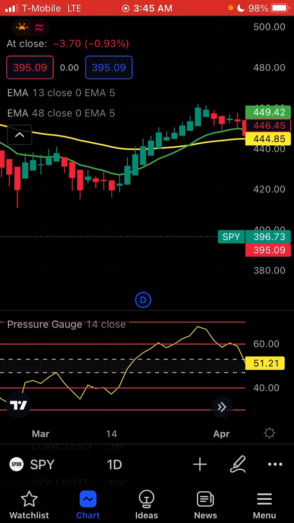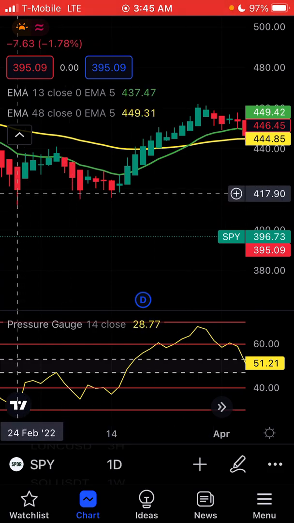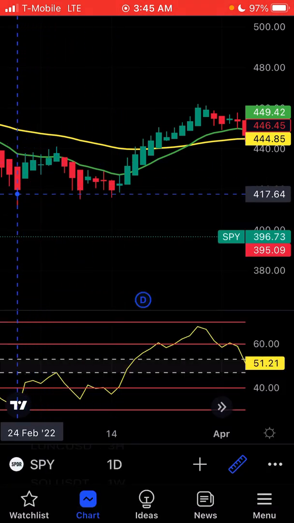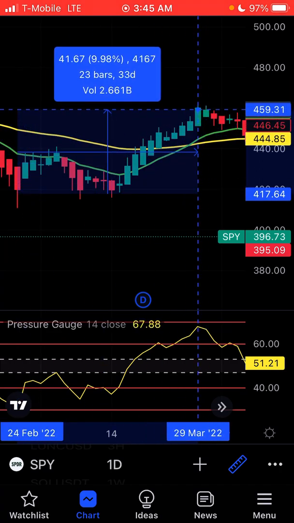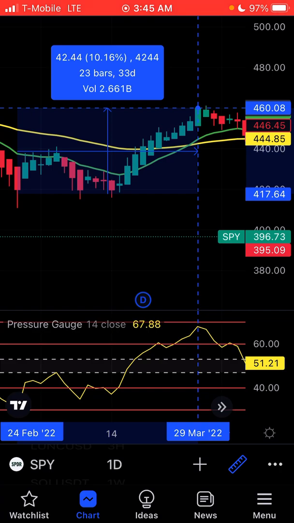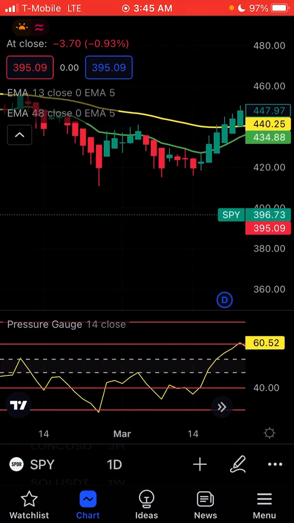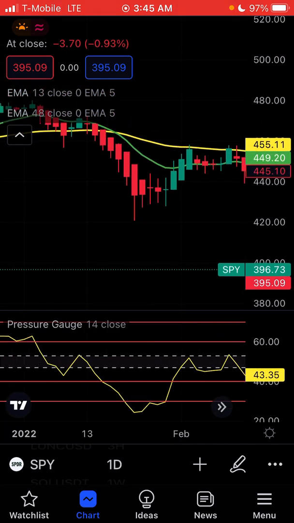Okay, here's another good entry point right here. Right here, we could put in for a call, and you wait it out right up here till the top. That's 33 days and a 10% increase. So you can tell by using this indicator that you can constantly be in profit.